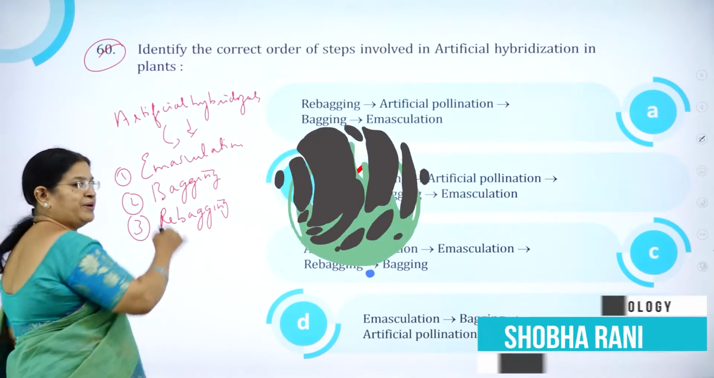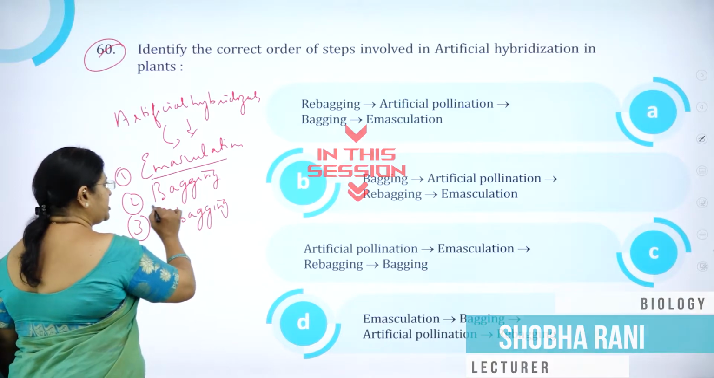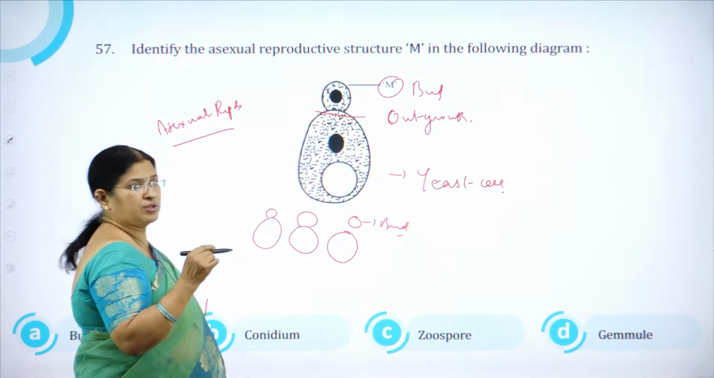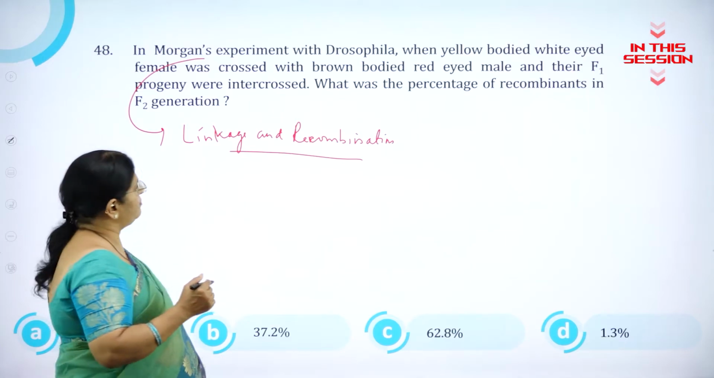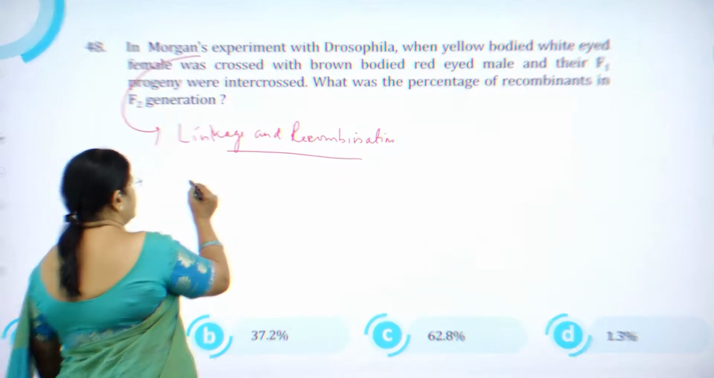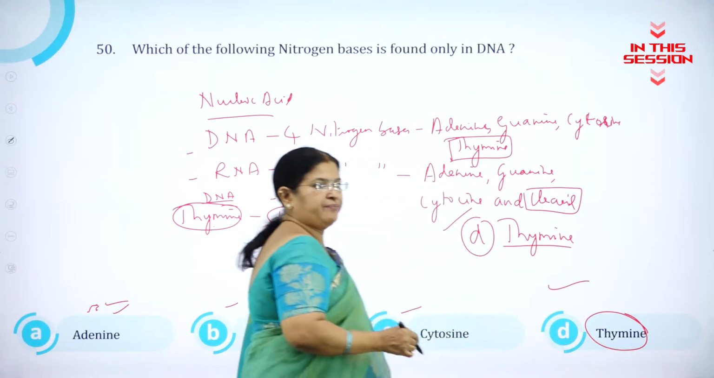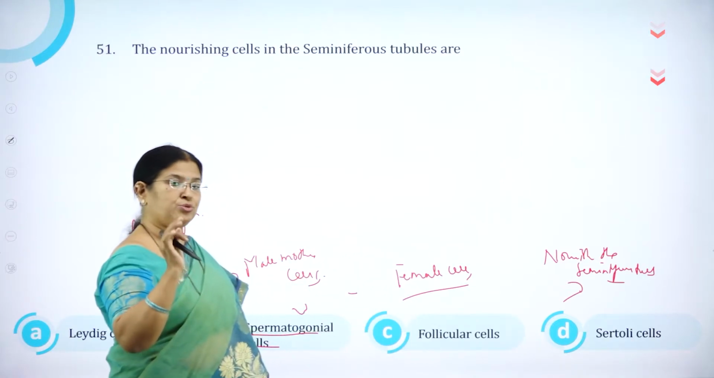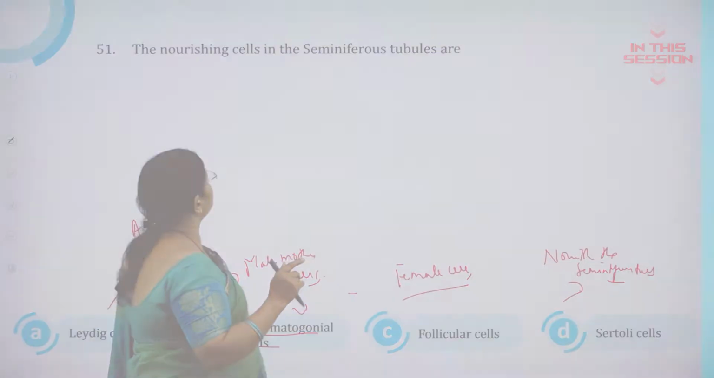So artificial hybridization is obtained by three very important techniques. One is called emasculation, bagging and rebagging. What is a bud? Bud is an outgrowth. What is outgrowth? Continuous oozing of blood due to the absence of clotting factor. So Morgan's experiments are mainly based on linkage and recombination. Thymine is found only in DNA, not in RNA. So that is, the wall of the seminiferous tubule is lined by two types of cells. One is called germinal cells, the other one is called the Sertoli cells.